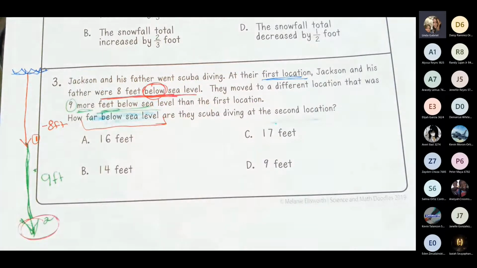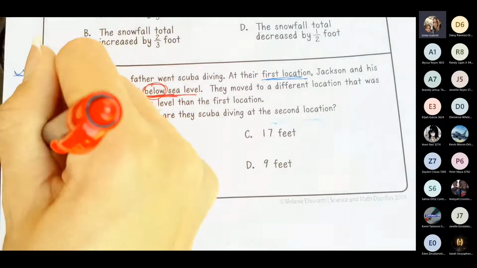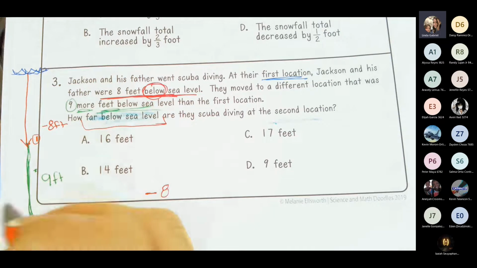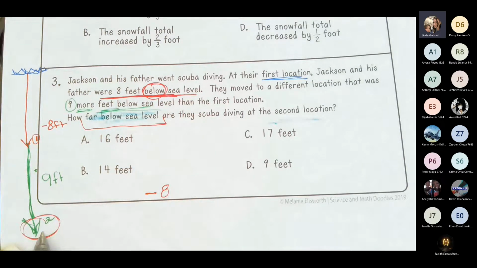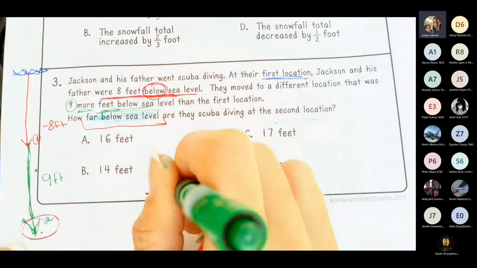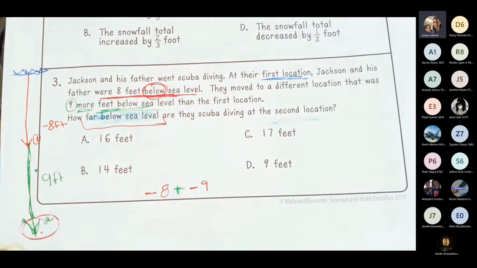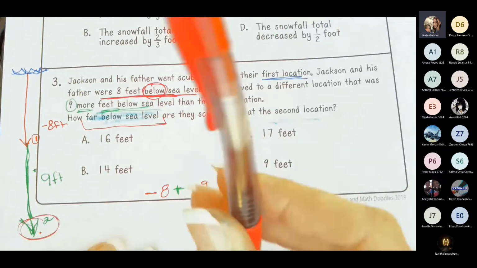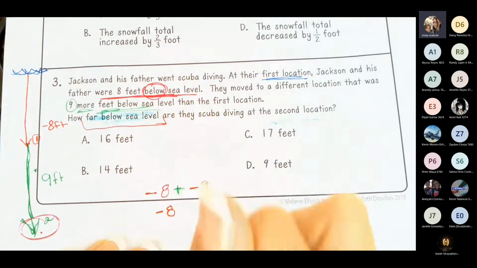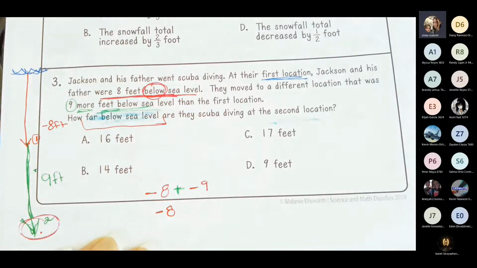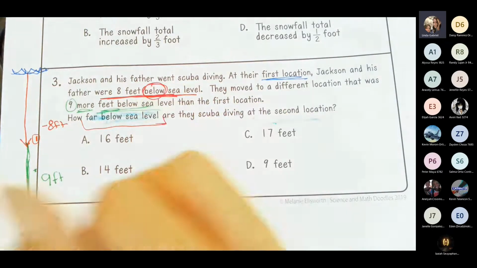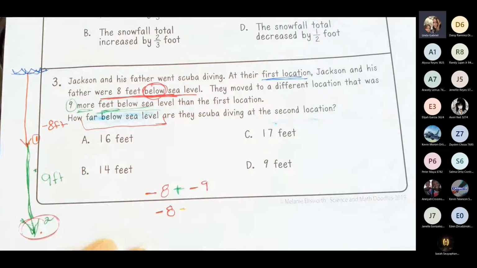All right, so mathematically, this equation would be written out as -8, right? Because I'm below sea level. And then I'm going to go 9 more feet down, right? So I could add -9. If I add -9, we could look at it as being written as -8 minus +9, right? Because I went 9 more feet. That's going to give me the same answer, right?